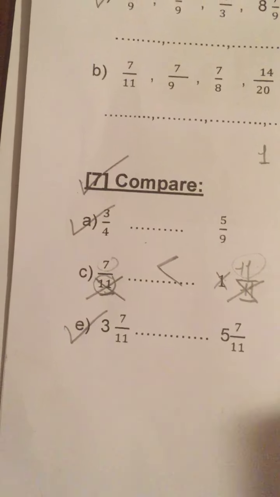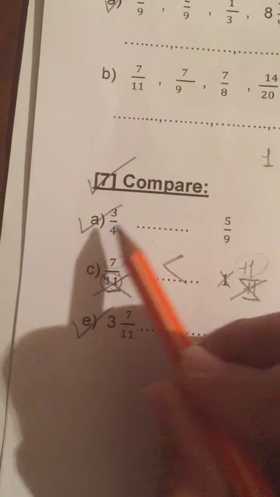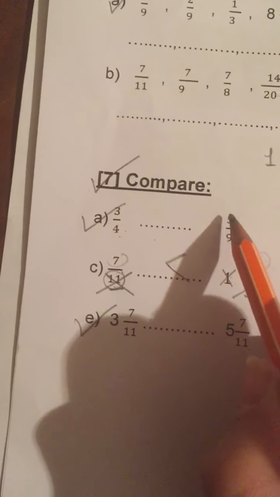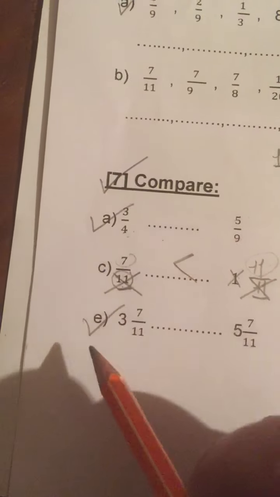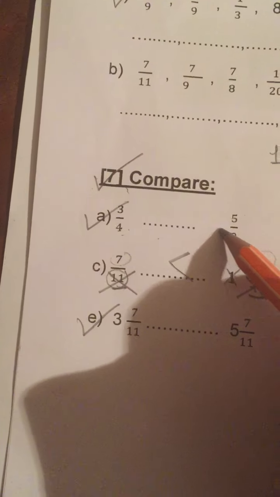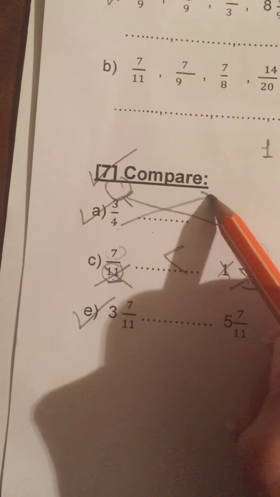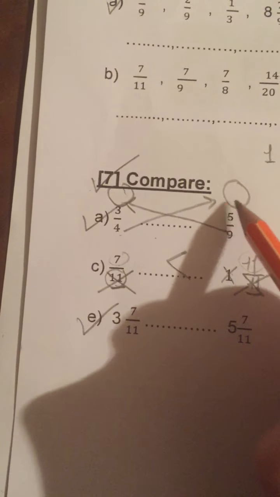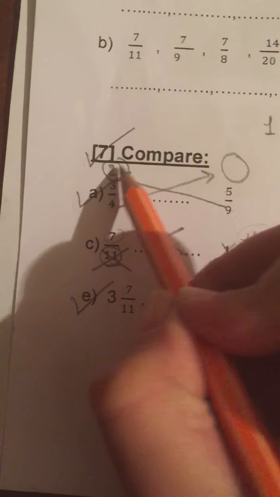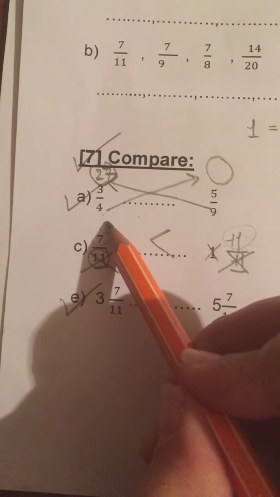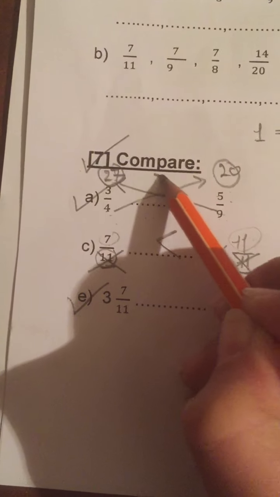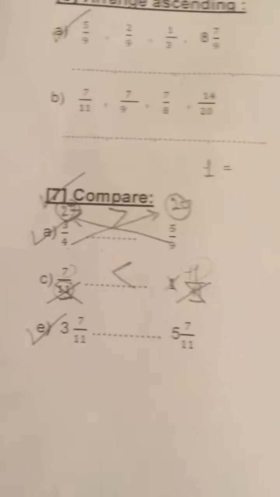Okay? Here, if the denominators are not the same, and if the numerators are not the same, what to do? I'll do scissors. Okay? 9 times 3 and 4 times 5. Okay, the circles should be up. 9 times 3 equals 27 and 4 times 5 equals 20. Now which is greater, 27 or 20? 27 is greater than 20.